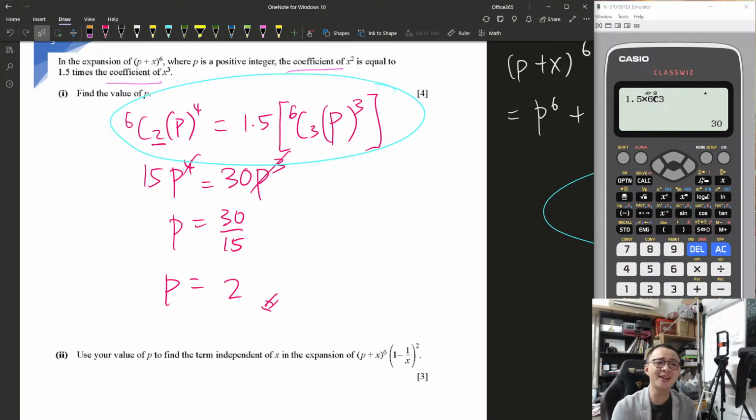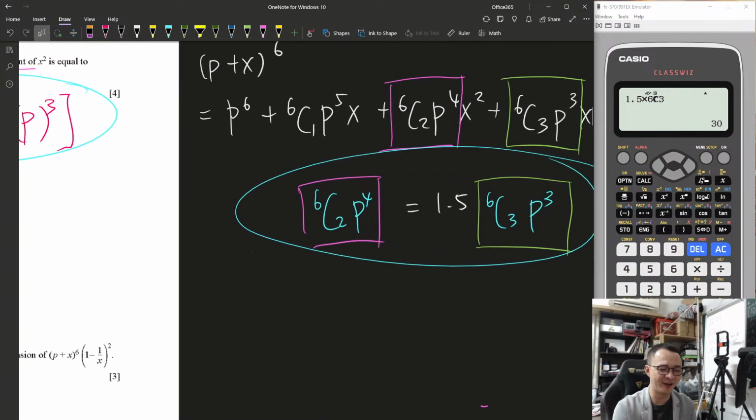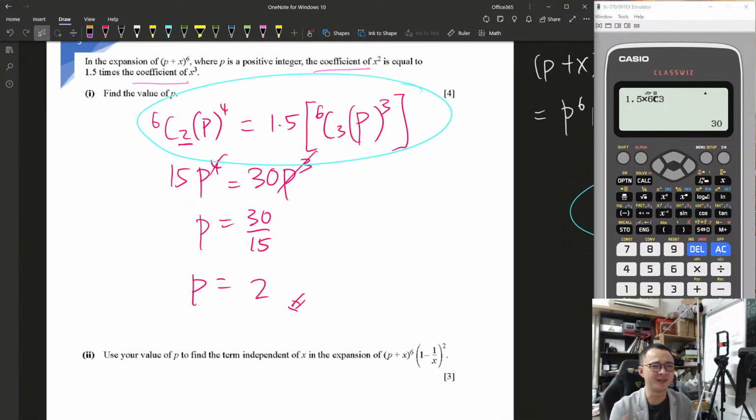Yeah, why do I say that? What if today they have a very high power, like x power of 10? You can't expand 10 or 11 times, isn't it? Because it's going to take you too much time for a 4-mark question in the exam.